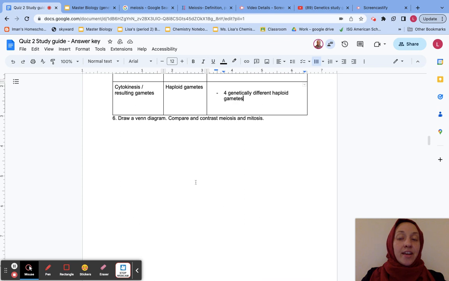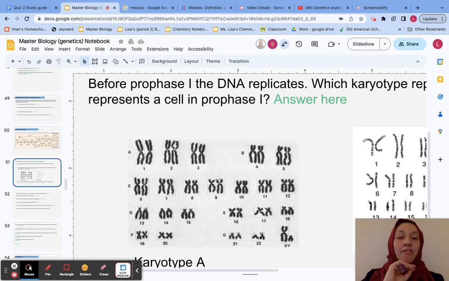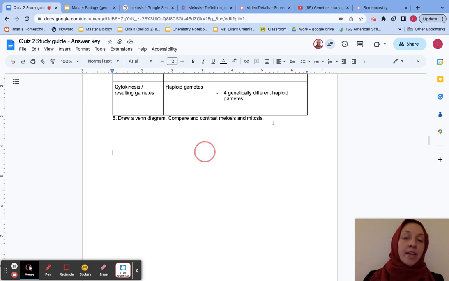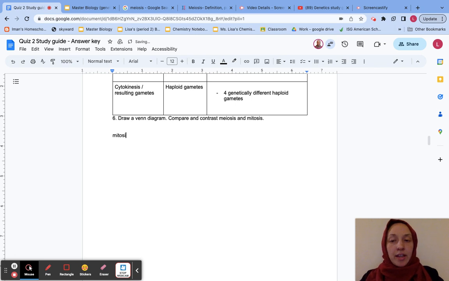Draw a Venn diagram comparing and contrasting meiosis and mitosis. I'm not going to do this because it should already be in your notebook, okay? We very clearly did this in the notebook. If you don't have it, then you can get it from someone else if you were absent or something like that. But we went through it. I guess I can go through some features quickly. If you already have it in your notebook, you can kind of skip it, right? Okay, I'll just do it quickly.